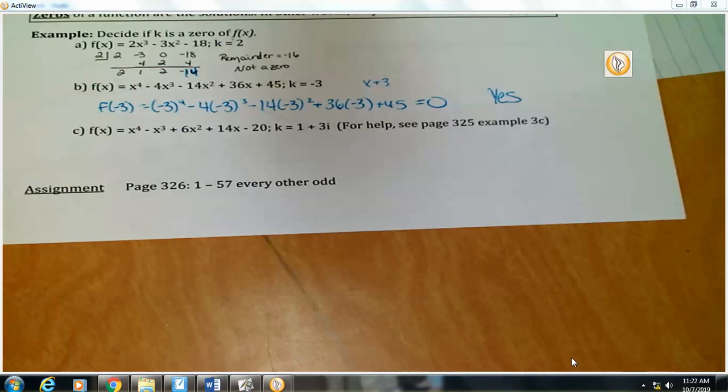What's different on this one? K has an imaginary number. So can you just grab your calculator and start plugging that in? No. So plugging it in is not going to be efficient here. How else can I decide?